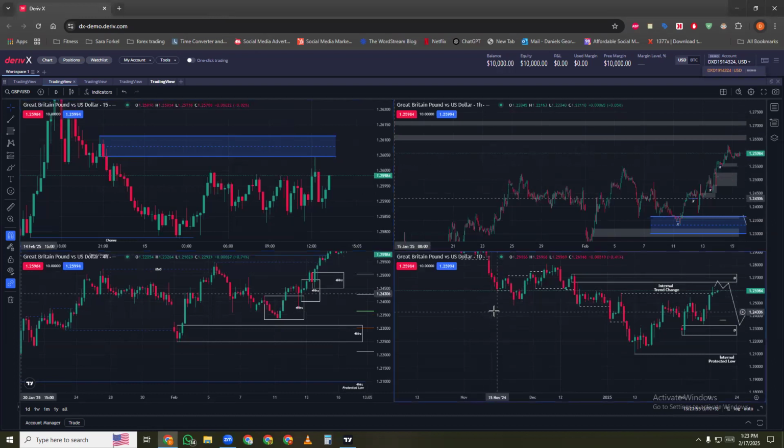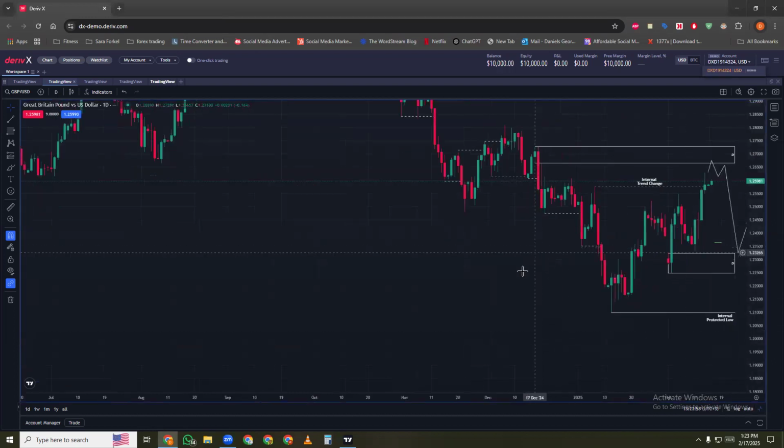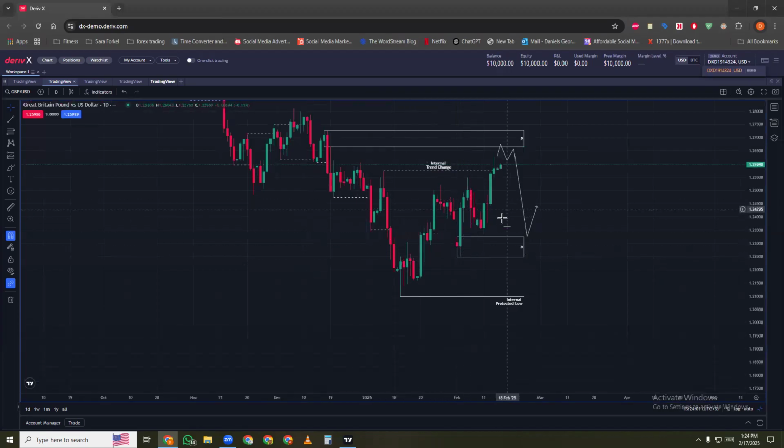So I'm going to start with the daily. Remember, in that video I mentioned that we had that change of character, the internal change of trend, where the market broke structure to the upside. I mentioned that starting this week, today being Monday, you should be expecting a move to the upside, possibly to this refined daily demand zone. But I also said that from where we are, we may expect a move to the downside.